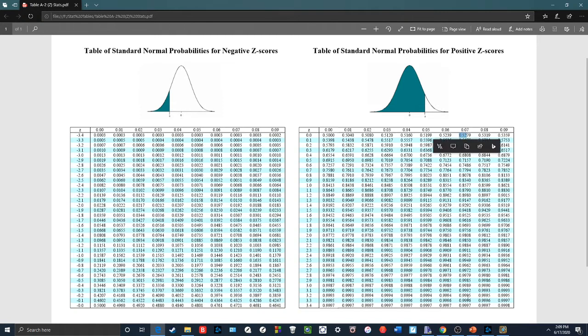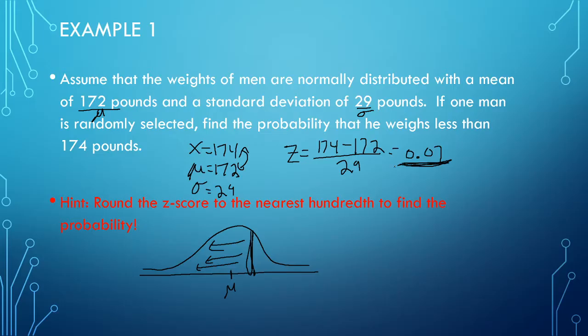0.5279. So if I go to my answer here, this would be 0.5279, which is roughly 52.79%. That is the probability of getting a value that has a z-score of less than 0.07, which by extension, if you convert it back, is the probability of picking somebody with a weight of less than 174. Because remember, 174 and 0.07 are basically the exact same thing.